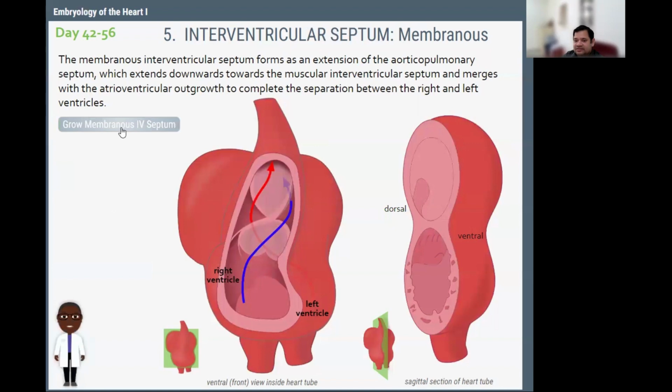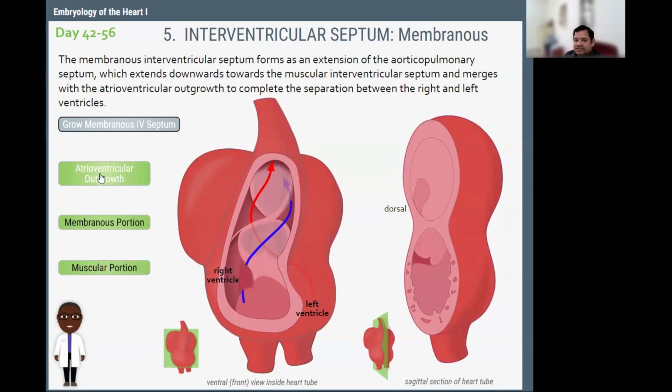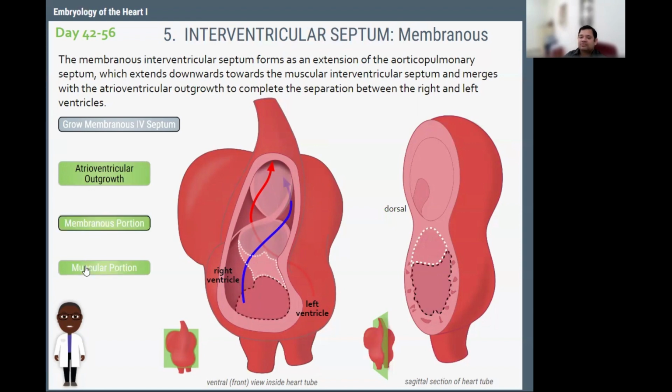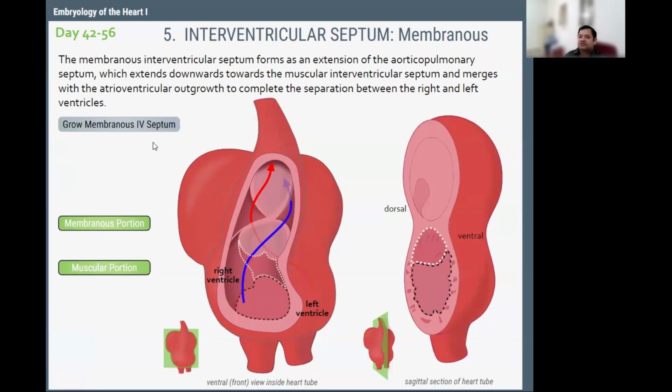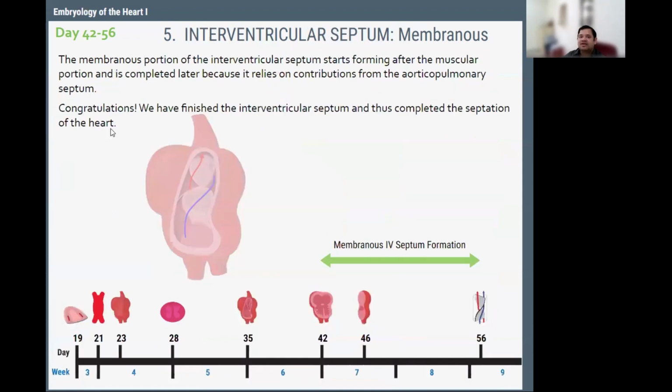Again you can see the growing part, the curtain is coming down, and this is the atrioventricular outflow where it will touch. Then the membranous portion, this much will be the membranous portion, the upper part, and the downward part is the muscular part. So now the total septum is going to be completed. The membranous portion of the interventricular septum started after the aorticopulmonary portion was complete, later, because it has to rely on contribution from the aorticopulmonary septum.